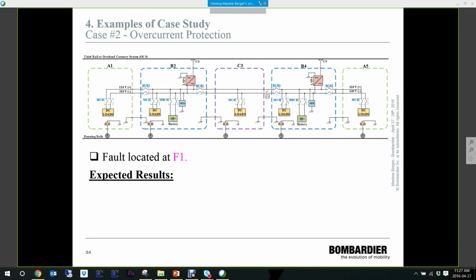So for the second case, it's an overcurrent protection example. What we see here is a DC auxiliary power system. We have an auxiliary converter in each of the B cars. We have a battery in each of these B cars as well. And we see that we have circuit breakers there that are there to isolate the vehicles when there is a fault.